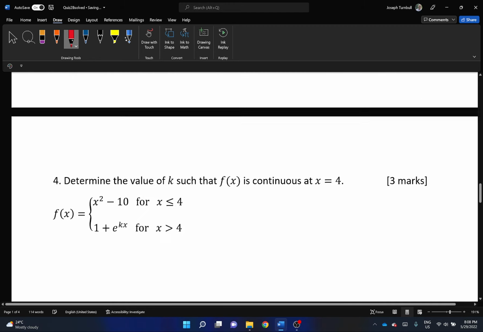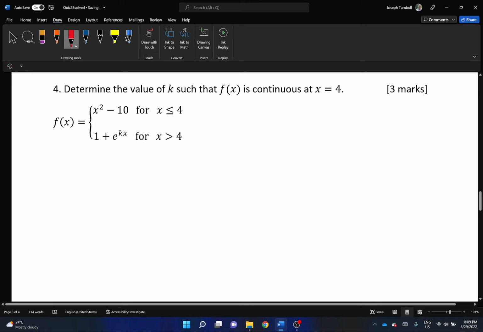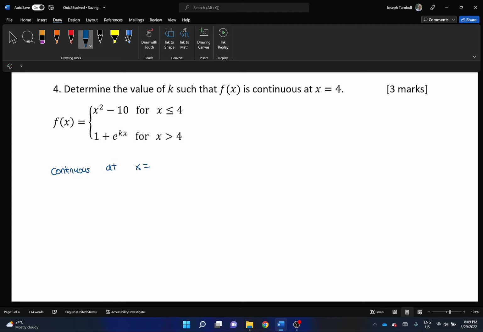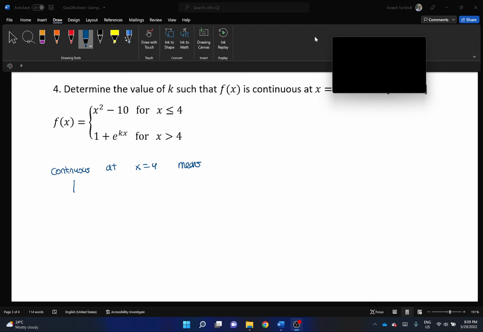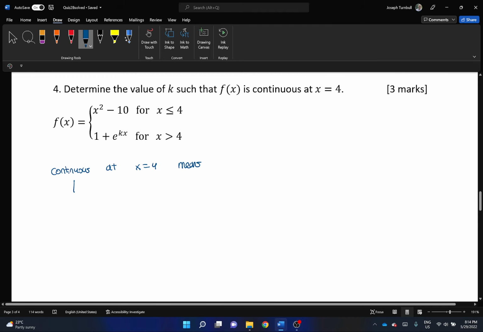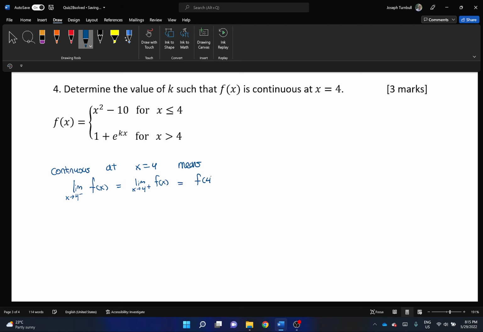All right. Next question. Determine the value of k such that f of x is continuous at x equals 4. Continuous at x equals 4 means that, so the definition of continuity is that the limit, as we're looking at continuity at x equals 4, so the limit as x approaches 4 from the left of the function equals the limit as x approaches 4 from the right of the function equals the value of the function at 4.